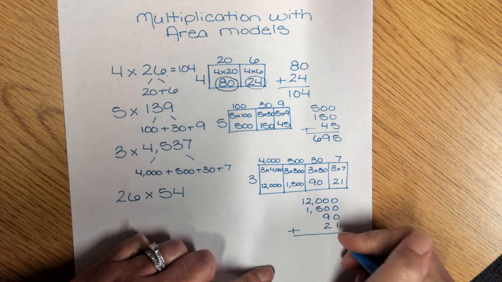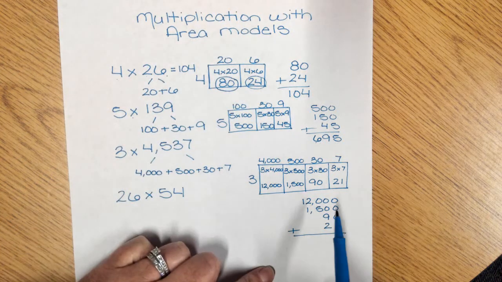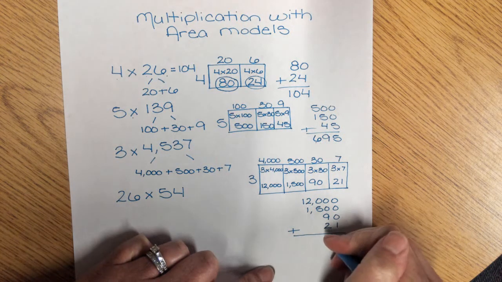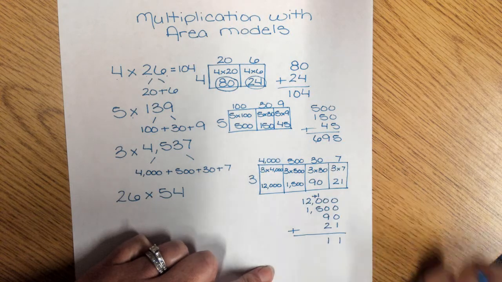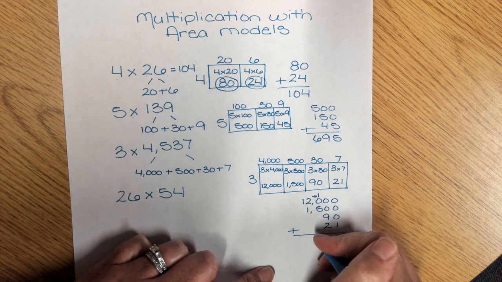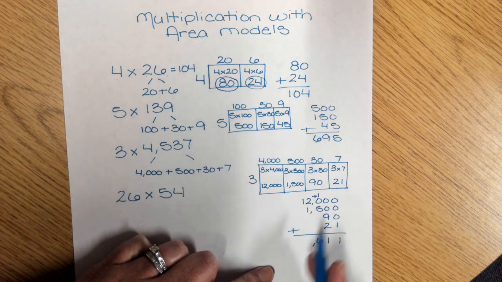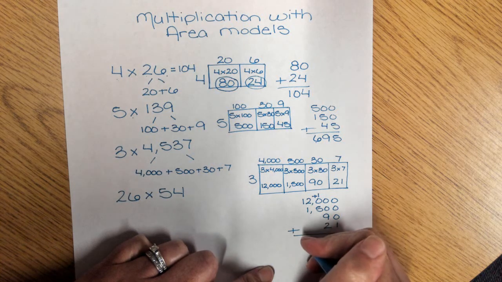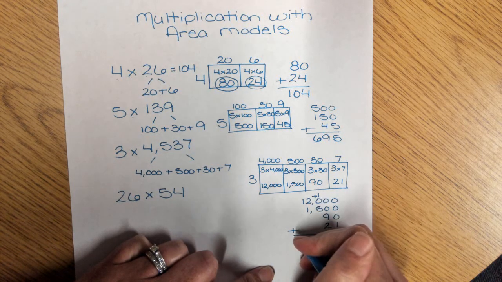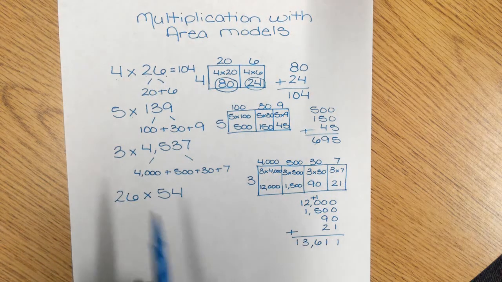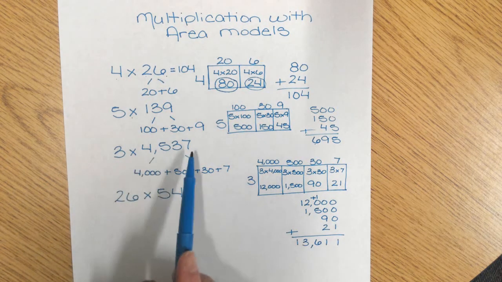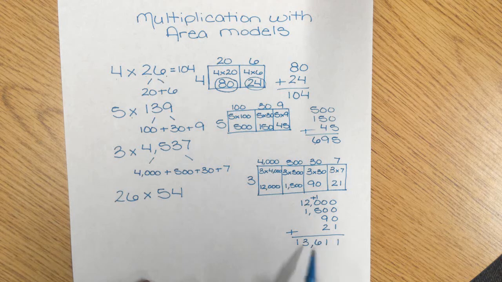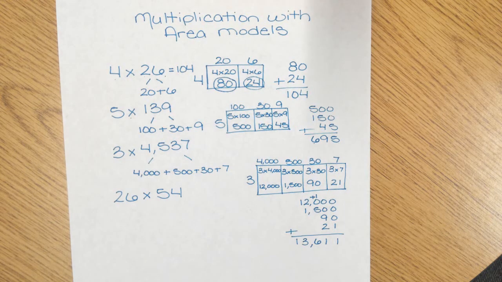0 plus 0 plus 0 is 1. 9 plus 2 is 11. 1 plus 5 is 6. Bring my comma down. 2 plus 1 is 3. And 1 plus nothing is 1. So my answer to 3 times 4,537 is 13,611. Now, the newest thing that we've learned how to do in 4th grade is 2-digit by 2-digit multiplication.